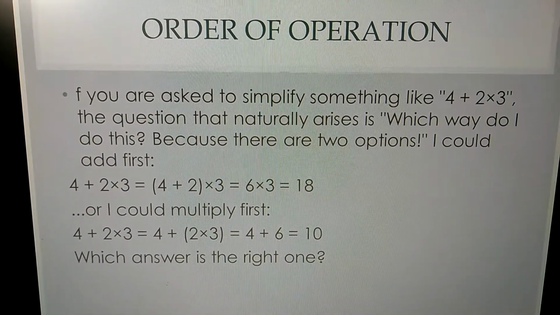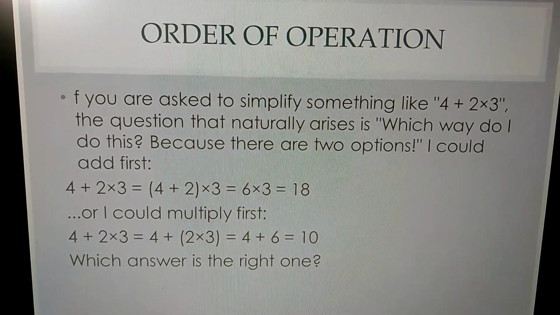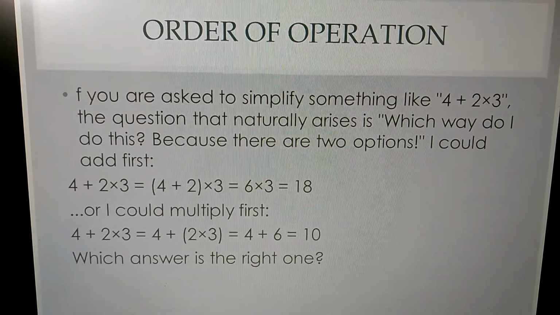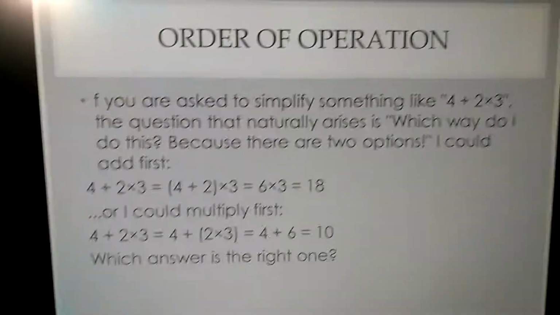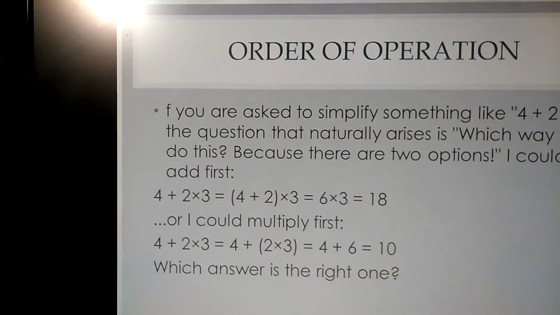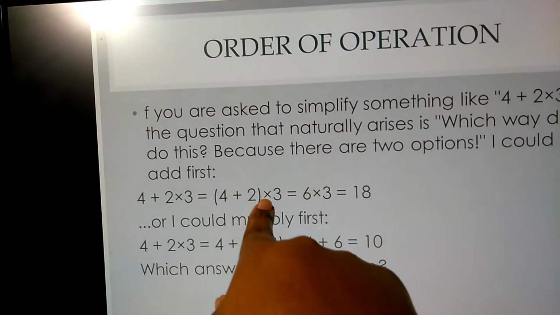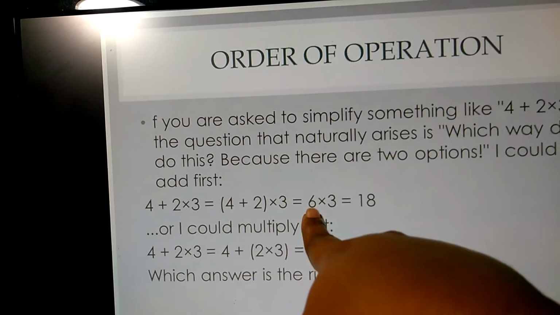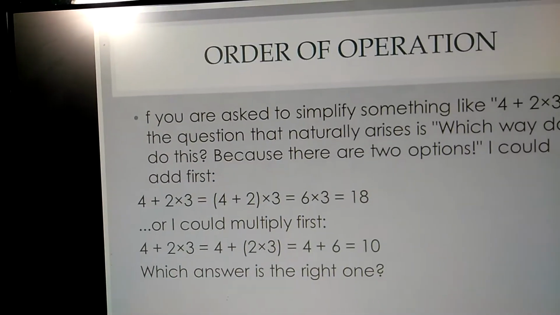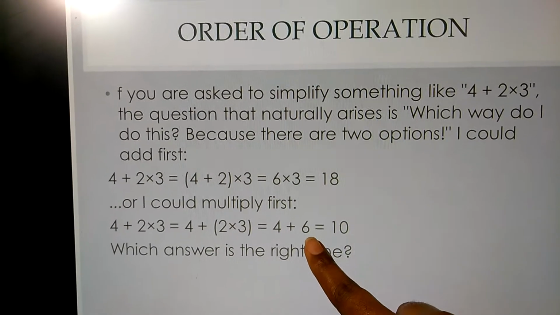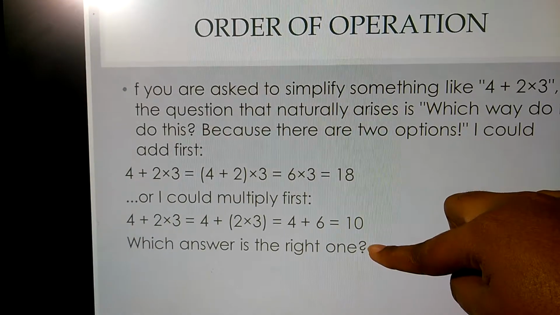If you're asked to simplify something like 4 plus 2 times 3, the question that naturally arises is, which way do I do this? Because there are two options. I can add first or I can multiply first. The one on the top is done by saying 4 plus 2 first and then times 3, which will give you 4 plus 2 is 6, and then times 3 will give you 18. Or you can multiply first. The correct way of doing this is to multiply first, but you can see that if you don't get the correct step, you will get the wrong answer.